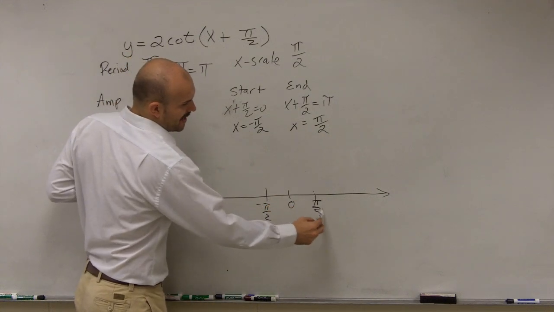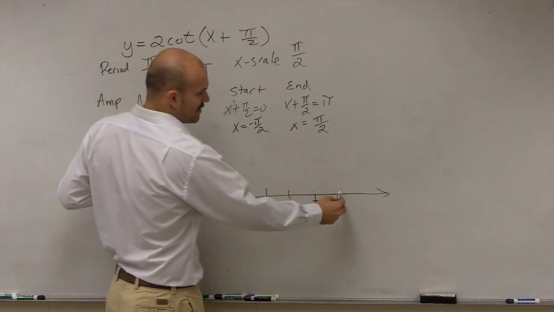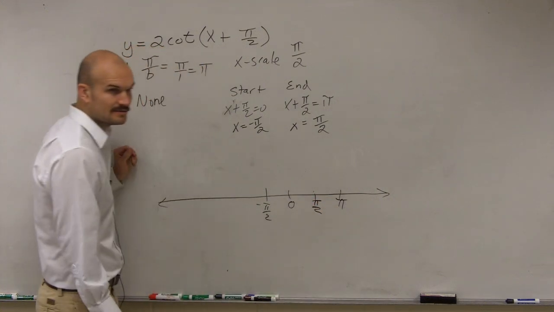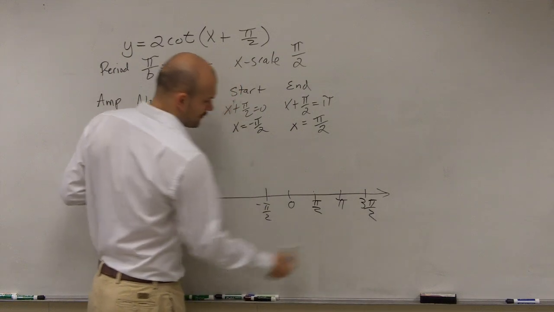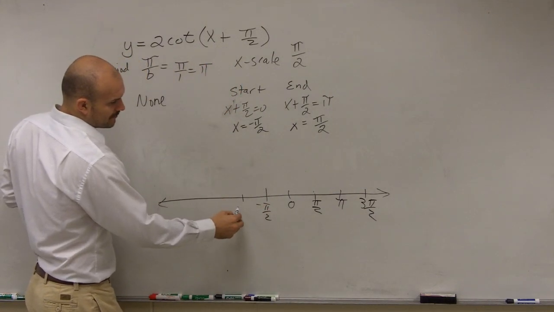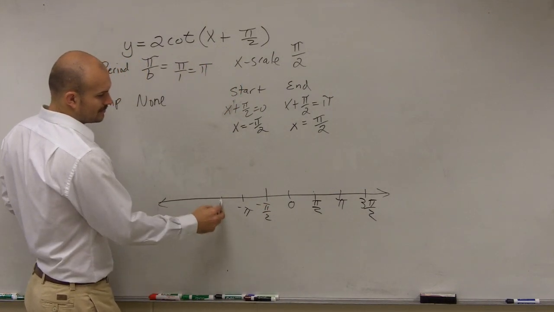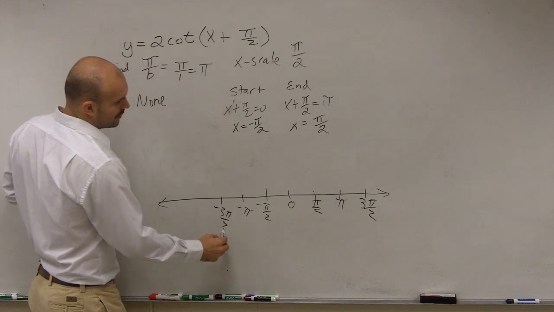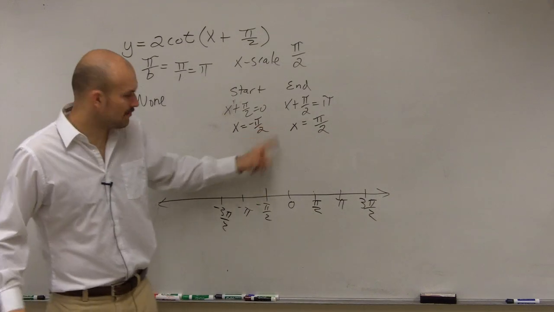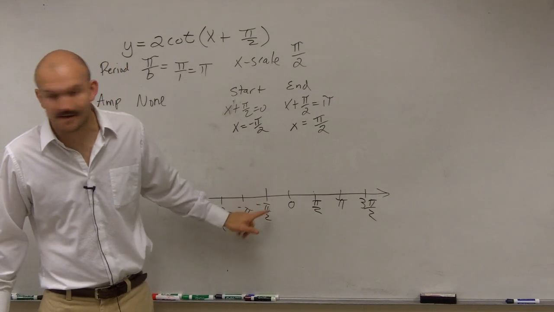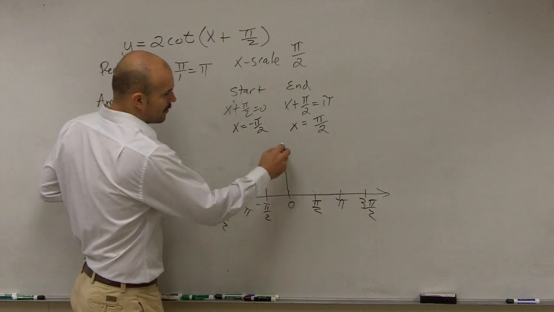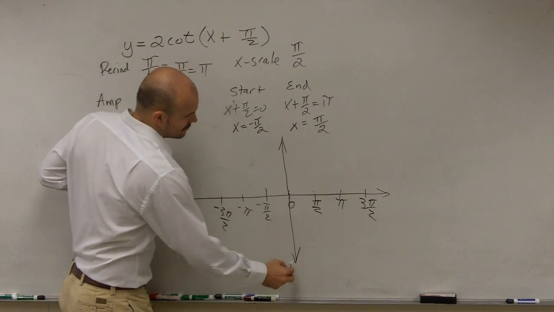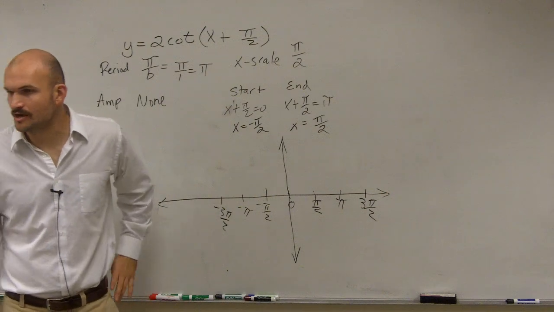Then I have pi halves. Pi halves plus pi halves is going to give me a pi, right? Pi plus pi halves is 3 pi over 2. And you can also go in the negative direction, right? OK, but let's just start at our start point. So our start point's at negative pi halves. We know at x equals 0, that's our y-axis, right? So we can always draw our y-axis.